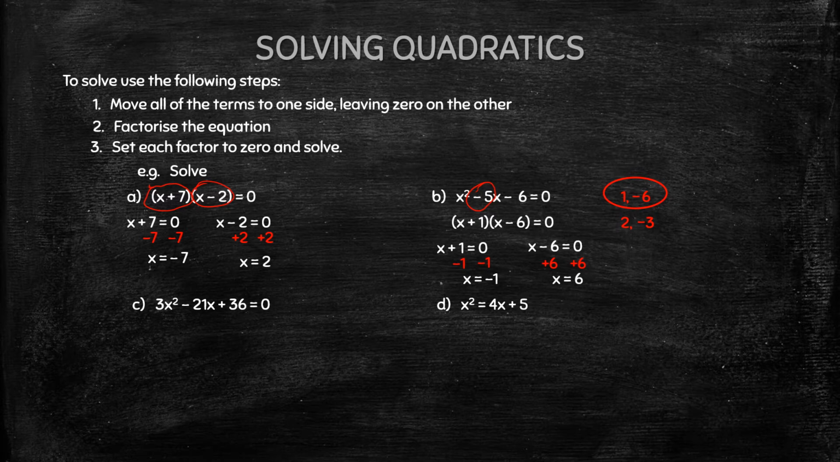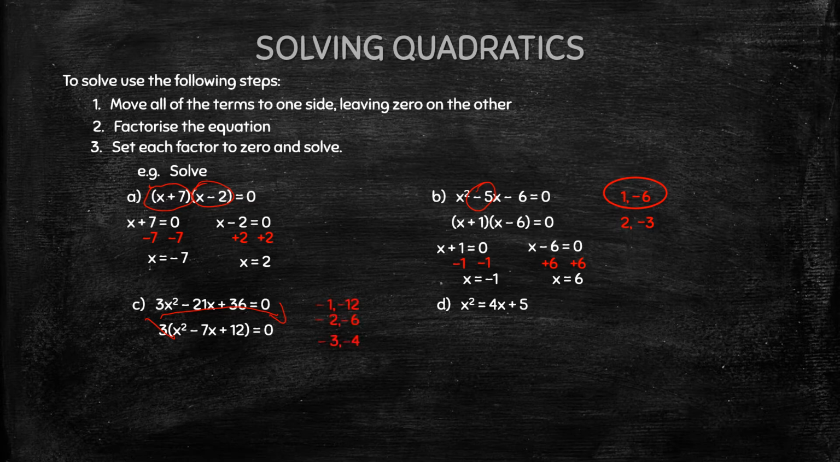For C, slightly different because we've got a number in front of our x squared. So what we do is that we've got a common factor there of 3. Okay, so we pull the 3 out the front. So if we pull 3 away from negative 21x, we end up with negative 7x. If we pull 3 away from 36, we end up with 12. What essentially happens is that that 3 will disappear, because if we divide it over the other side, 0 divided by 3 is just 0.